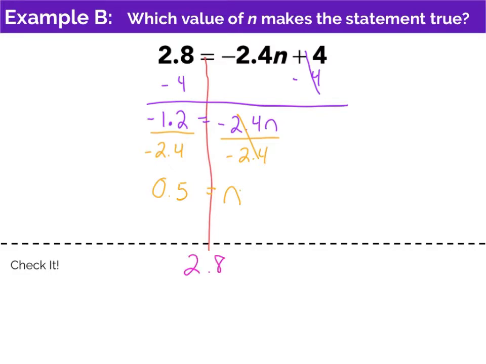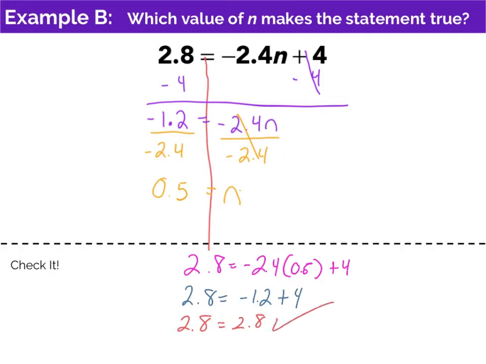So 2.8 is equal to negative 2.4 times, in this case, 0.5 plus 4. We're going to run our order of operations. So negative 2.4 times 0.5 is going to give us negative 1.2. So negative 1.2 plus 4, and negative 1.2 plus 4 is 2.8. So 2.8 equals 2.8.